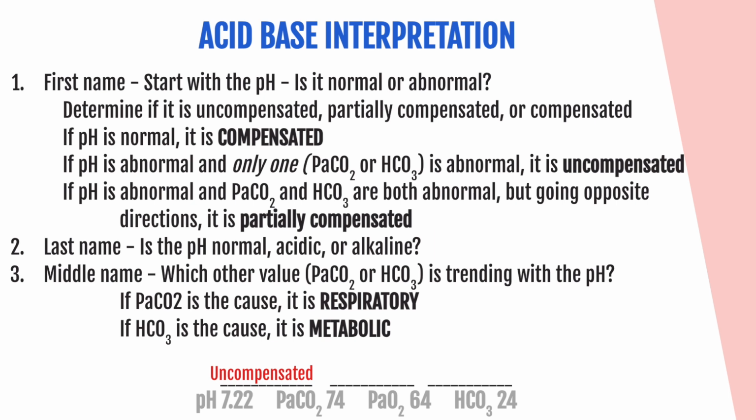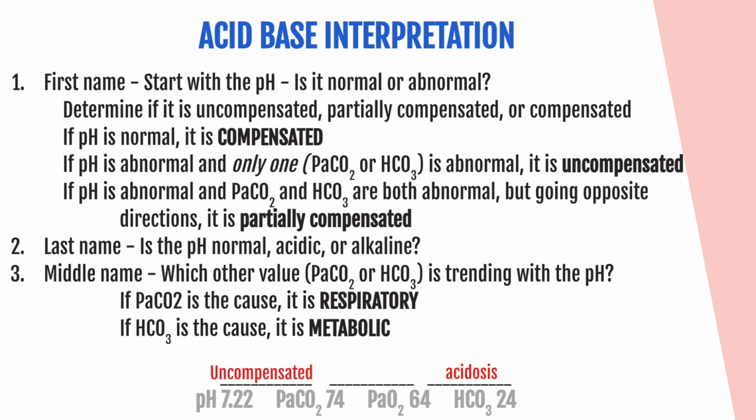So the pH is 7.22. Is that an acidic pH or is it an alkaline pH? It is acidic. It's less than 7.35. So we're 2/3 of the way there. We have an uncompensated acidosis. All we need is just that middle name now.